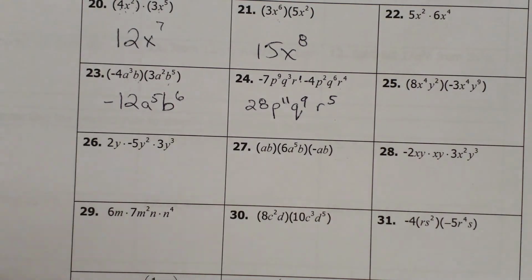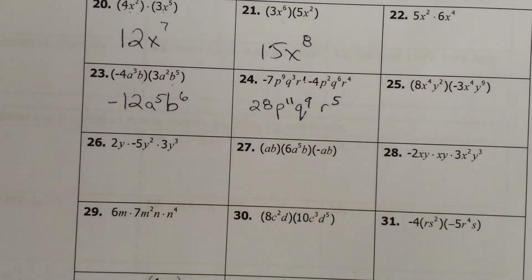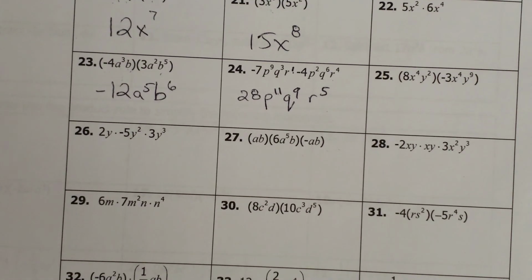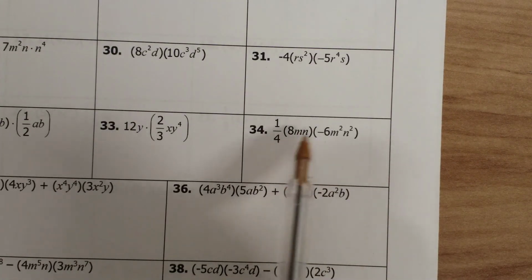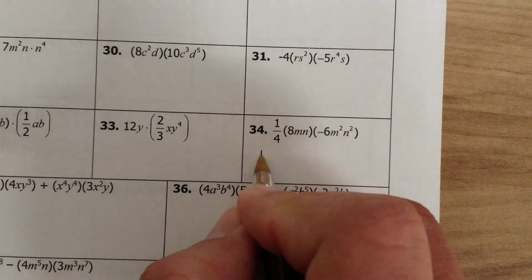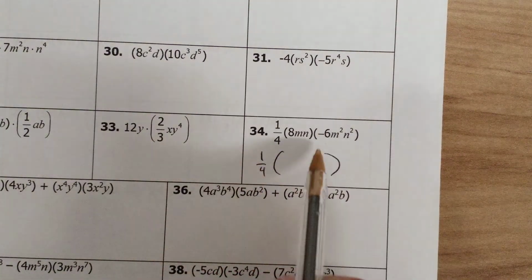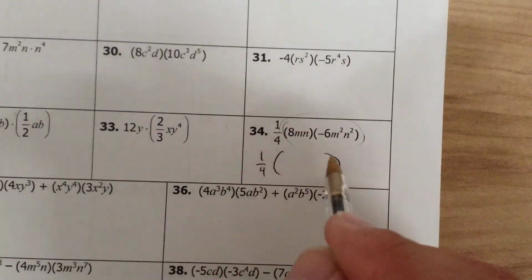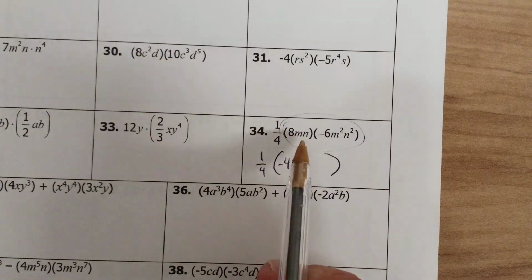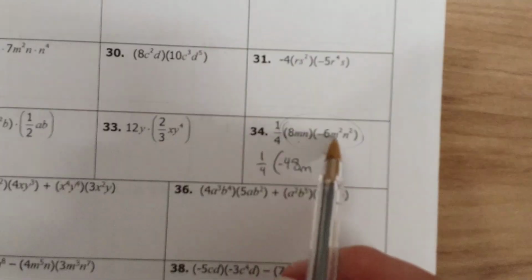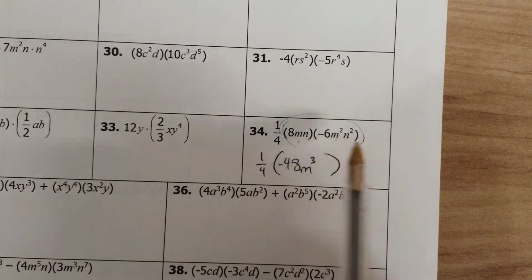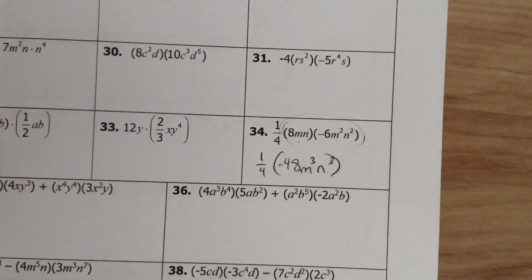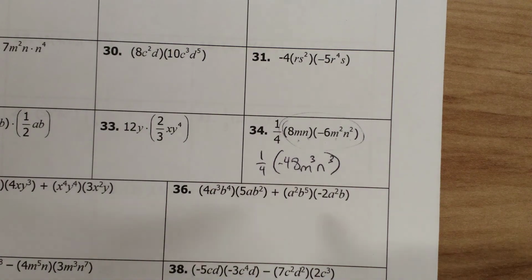Okay? If you have more than one term, let's look at a hard one. Coefficients get multiplied together. So this would be 1/4. And now I'm going to multiply this right here together. Negative 48. M. There's 1 here and 2 there. That makes 3. N. There's 1 here and 2 there. So that makes 3. And now all I need to do is multiply 1/4 times negative 48.